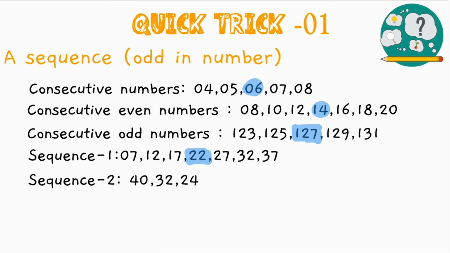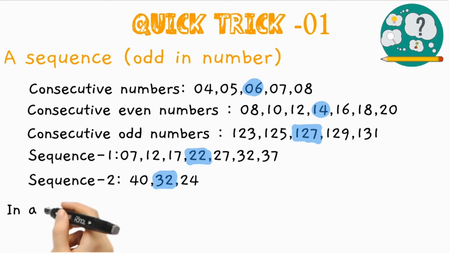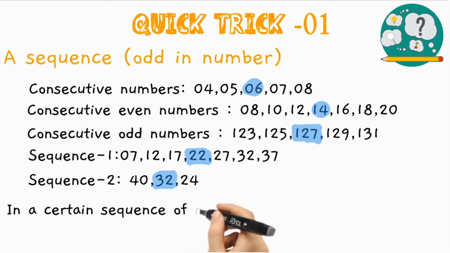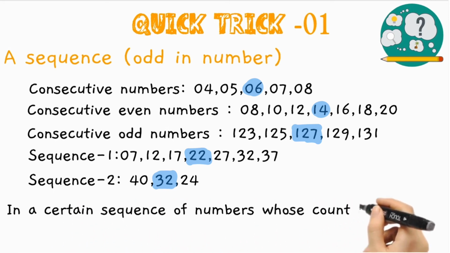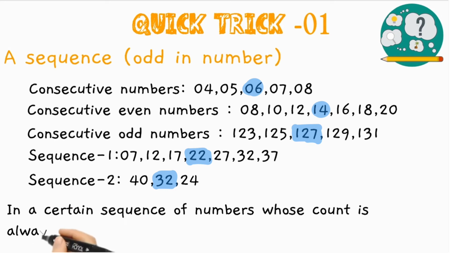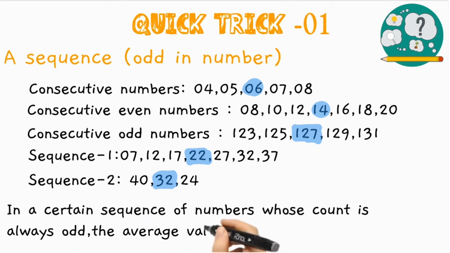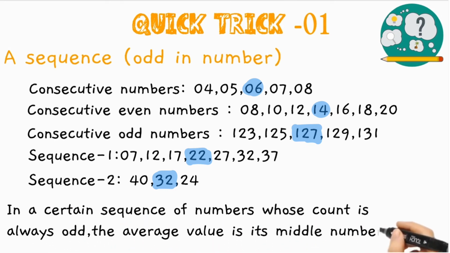Next, consider another small sequence of 3 numbers 40, 32, and 24. In this sequence, the difference between any two successive numbers is 8. Here also the average value will be the middle number 32. So, here we can draw a beautiful conclusion. In a certain sequence of numbers whose count is always odd, the average value is its middle number.